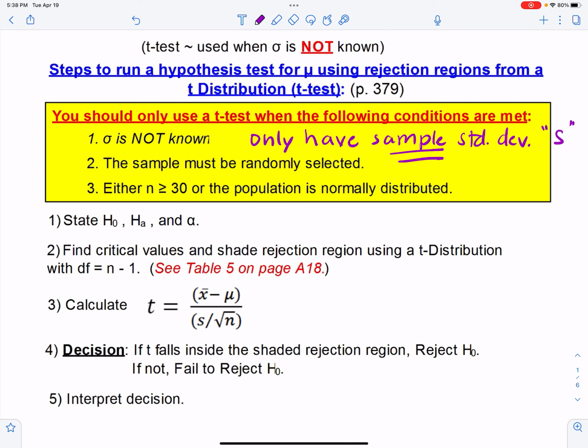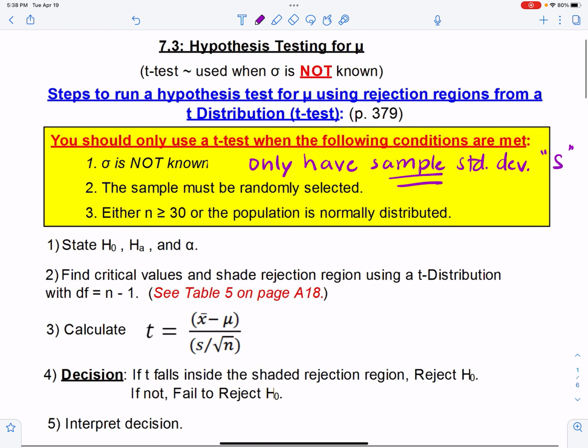Okay, so I gave you several examples in section 7.2 where you were testing claims using Z. And the key thing to remember there is that the Z-test was used anytime the value of sigma, the population standard deviation, was known. So in 7.3, you're going to be looking at the same hypothesis test in terms of the 5 basic steps. However, the difference here will be you're looking at cases where the value of sigma, the population standard deviation, is not known.